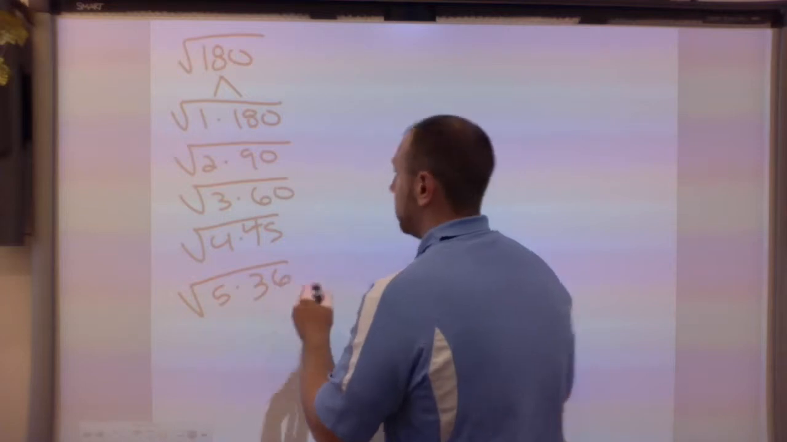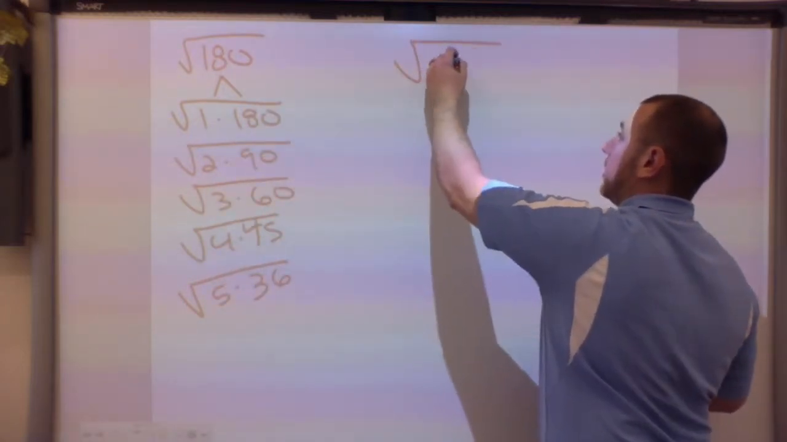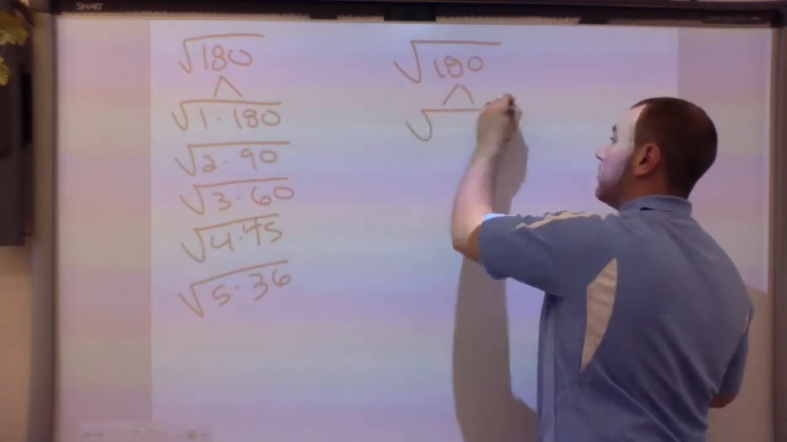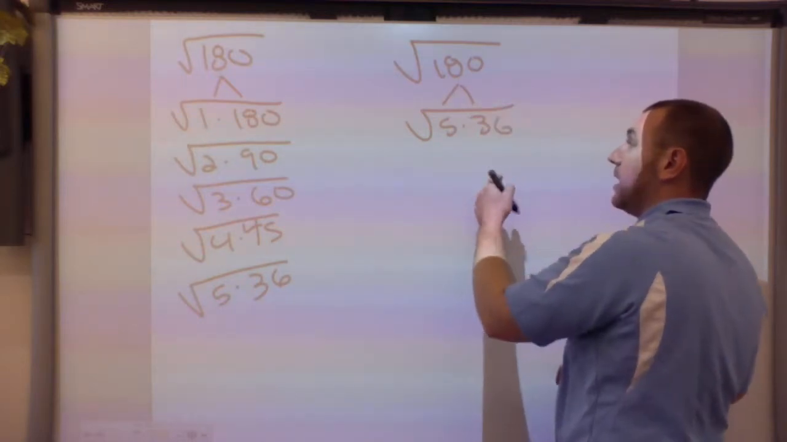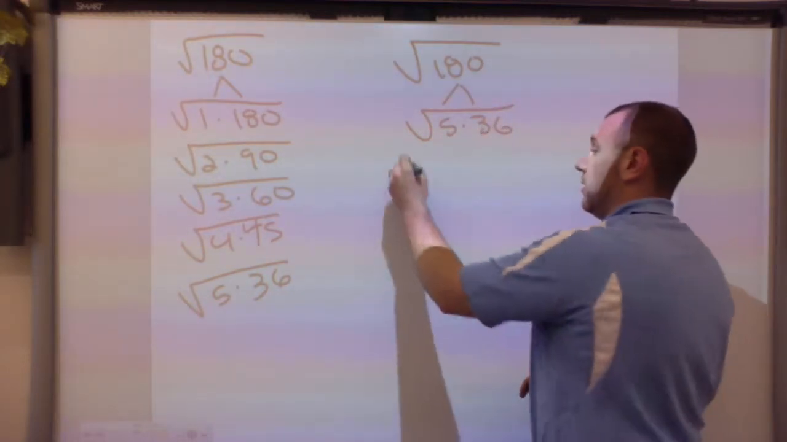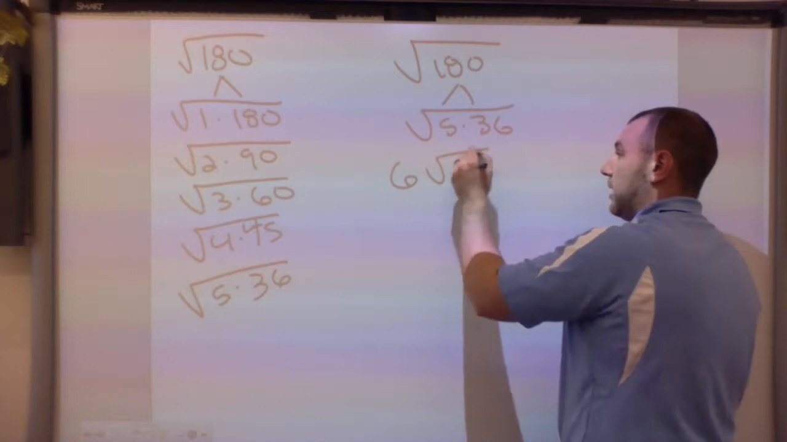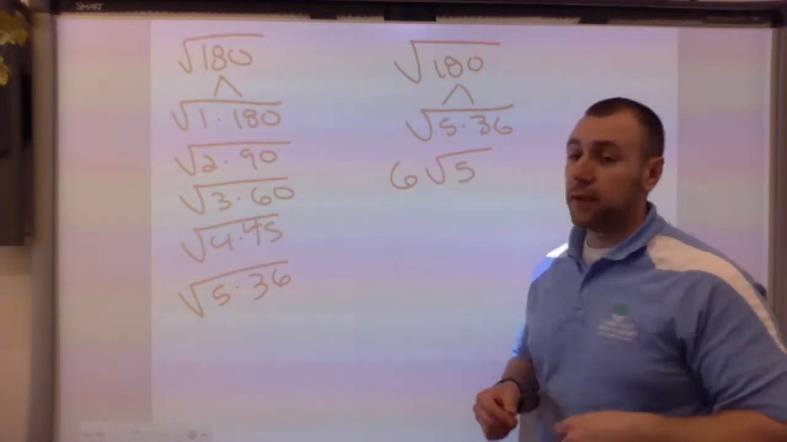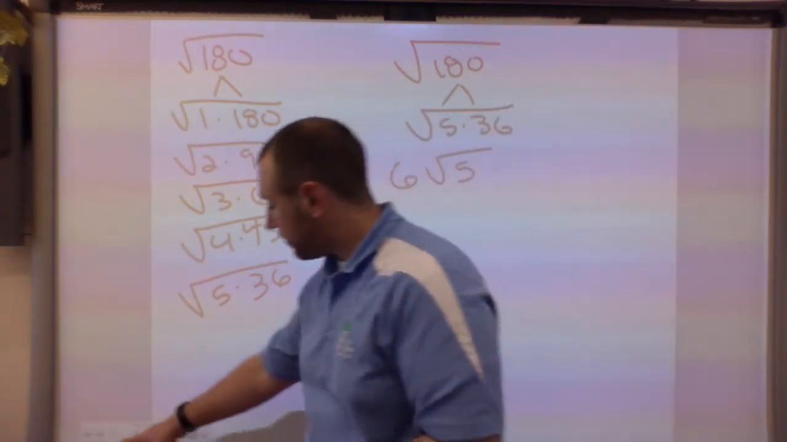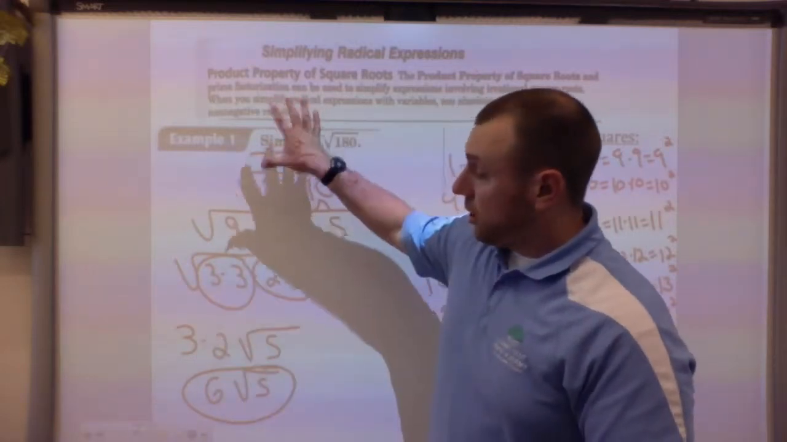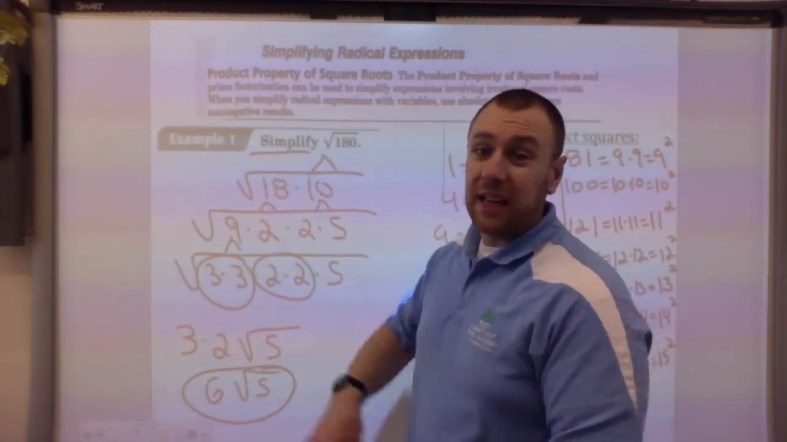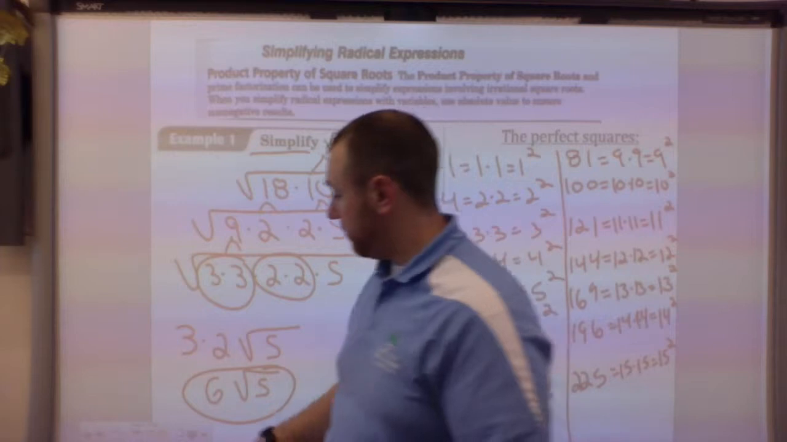So my answer, I would break down 180 into the square root of 5 times 36. Now I can find the square root of 36, which is 6, and then the 5 has to stay in there. Now, oftentimes, this gives you the correct answer all the time.